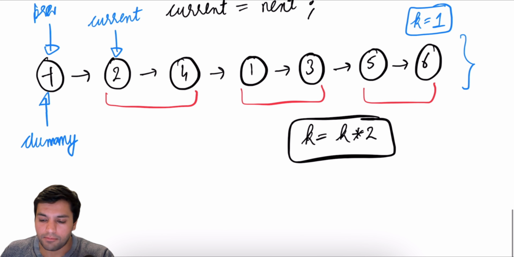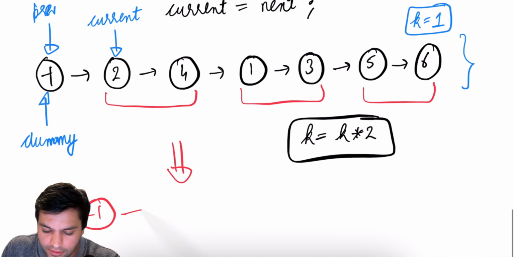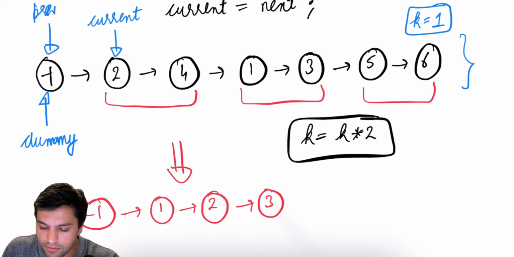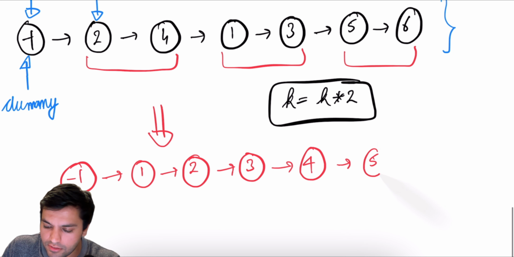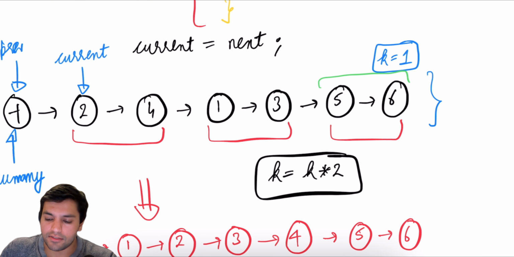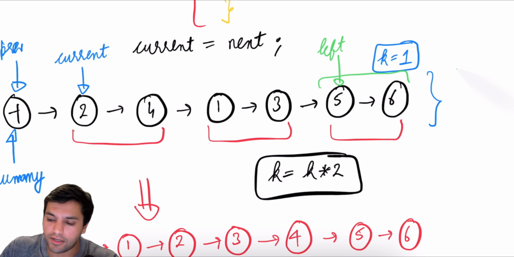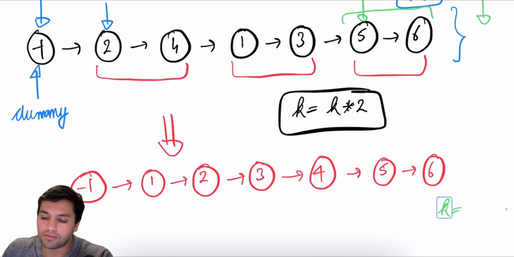After I am done sorting these pairs, what I'm going to have is something like this: -1, and then 1, then 2, then 3, and 4, and then 5 and 6 will remain as it is, because for this pair 5 and 6, my left will be at 5, and now my right is going to be null. So when I call merge two sorted linked lists for left and right, it's simply going to return this pair, 5 and 6. So now my k is going to be equal to 4.